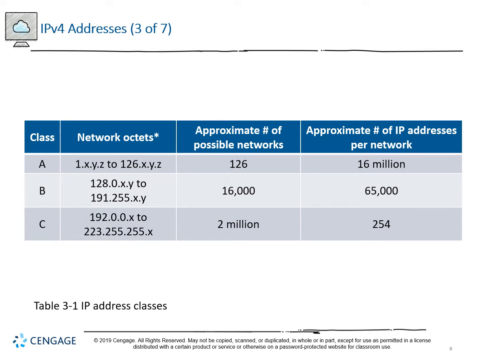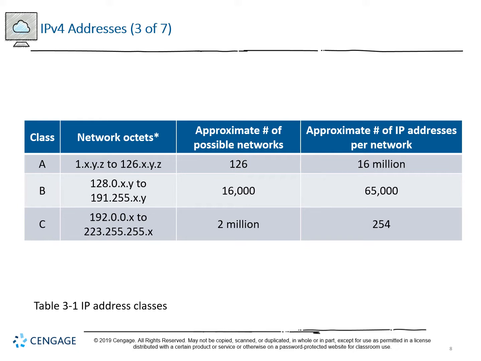So for Class A, we see 126 and 16 million for comparison of the number of networks to the number of IP addresses per network. Now, if you do the math on this, and I'll go ahead and pull up my calculator so I can talk it out for you, 126 times 16 million comes to about 2.016 billion addresses. Sounds like a lot, but when we compare that to, say, the population of the world, not quite so much. Now let's try the next step up. 16,000 times 65,000. That gets us 1.04 billion, a little bit less than half.